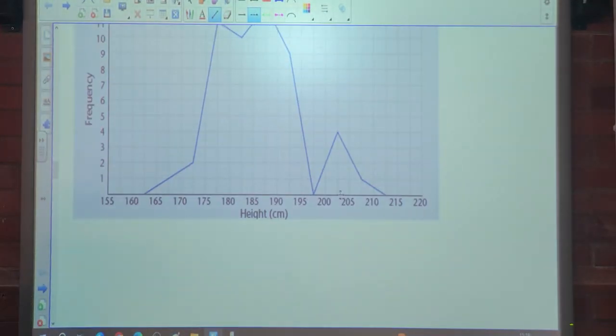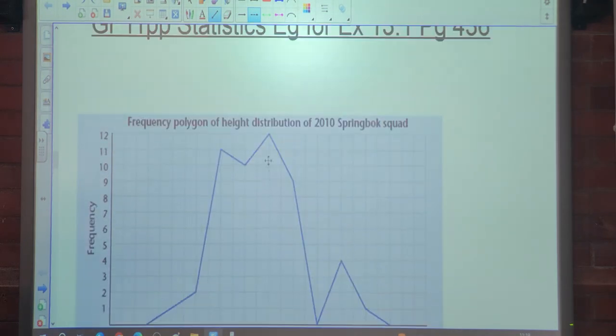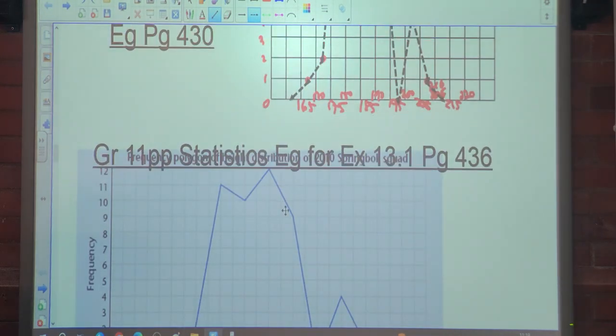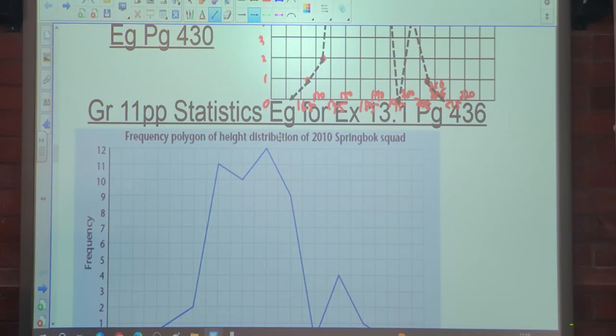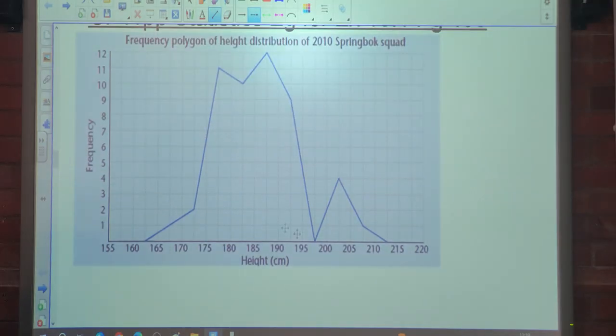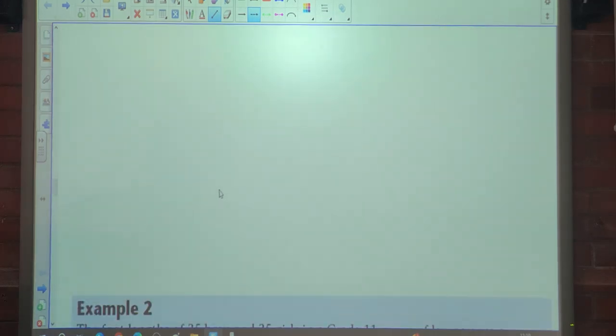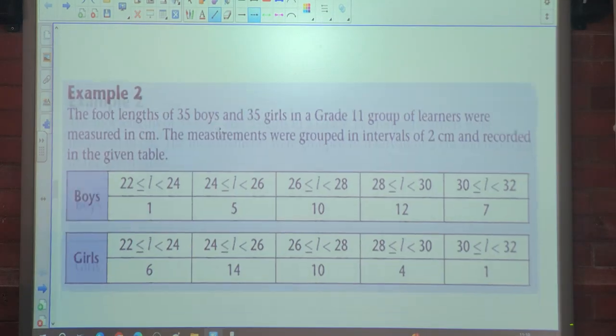So this is what the computer drew, the author: frequency polygon of heights distributed of 2010 Springbok squad. And there's exactly what we drew now, not so? Beautiful. Let's look at example 2.